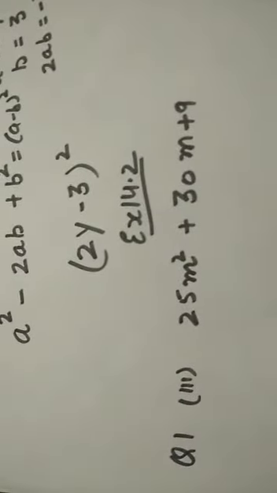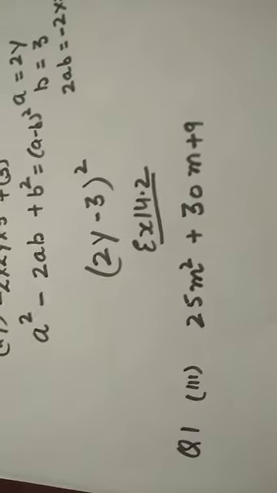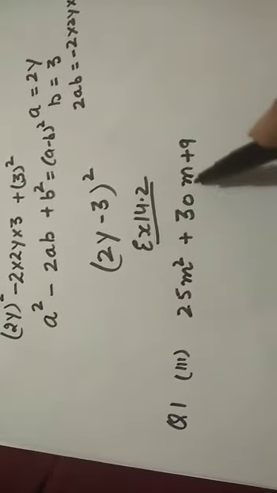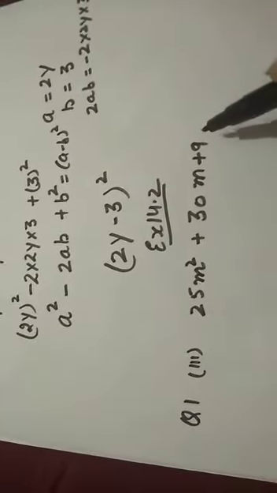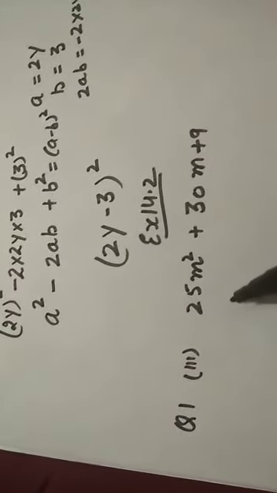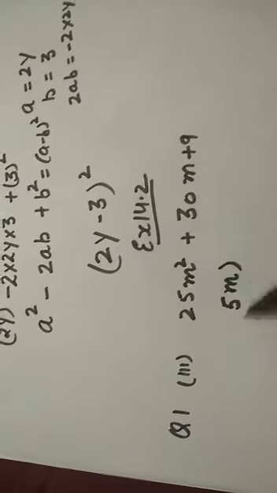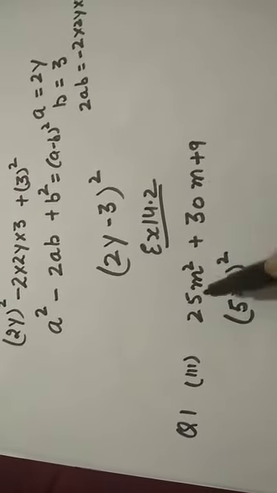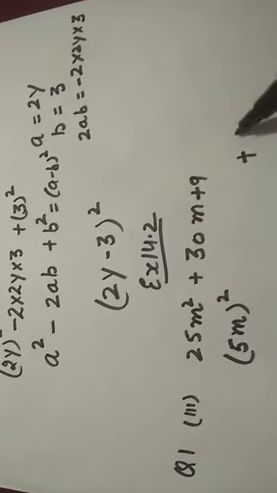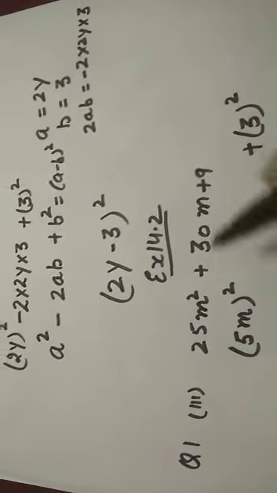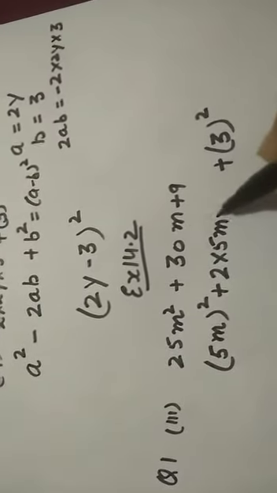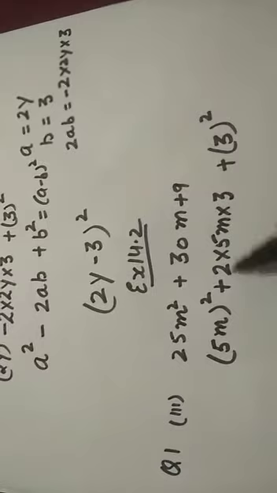Now from exercise 14.2, question number 1, I am taking its third part. This is 25m square plus 30m plus 9. Now same way we'll check. This is 25m square, it means this is 5m whole square, as 25 is the square of 5. And the last term 9 is 3 square. Now the middle term will be 2 into 5m into 3. 5 2s are 10, 10 3s are 30.